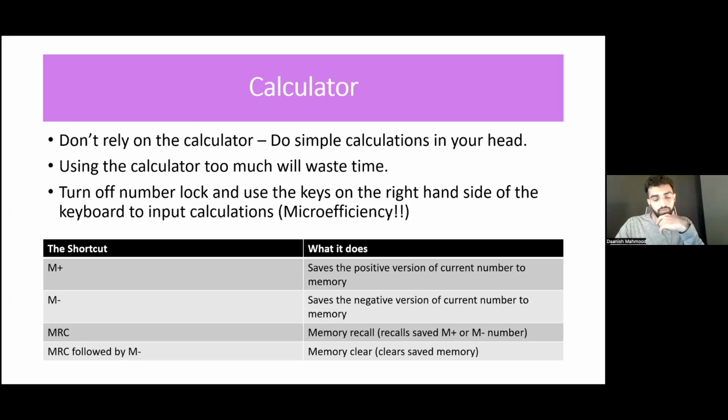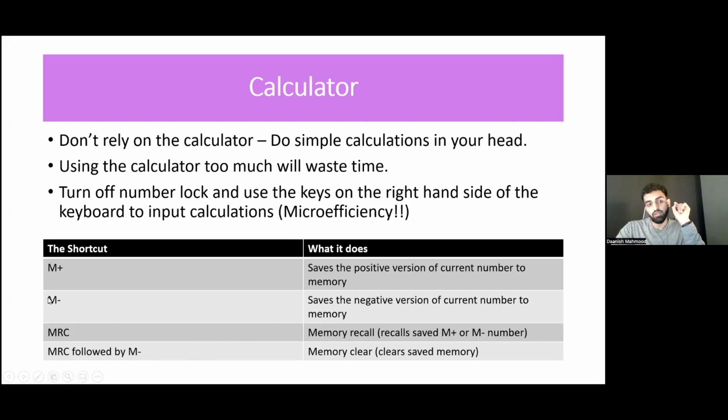The table below is all of the calculator shortcuts. They look kind of confusing, so I think I use these. M plus saves the positive version of the current number to memory. So let's say you've done a calculation and you need to keep the number which is on the screen. As the number is on the screen, press M plus and it will save the number as a positive.